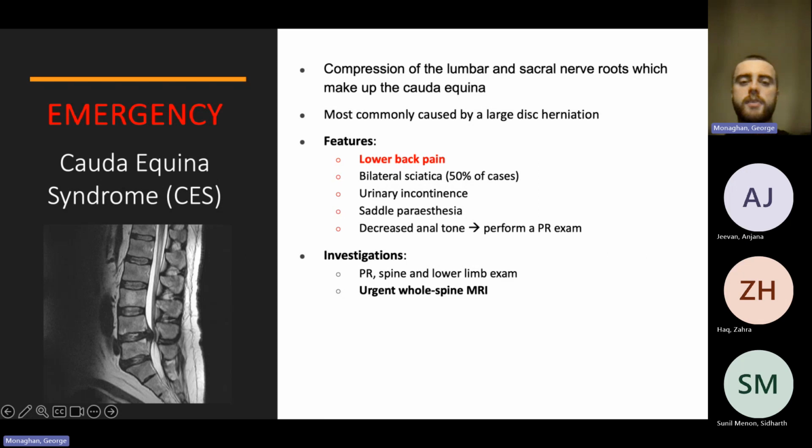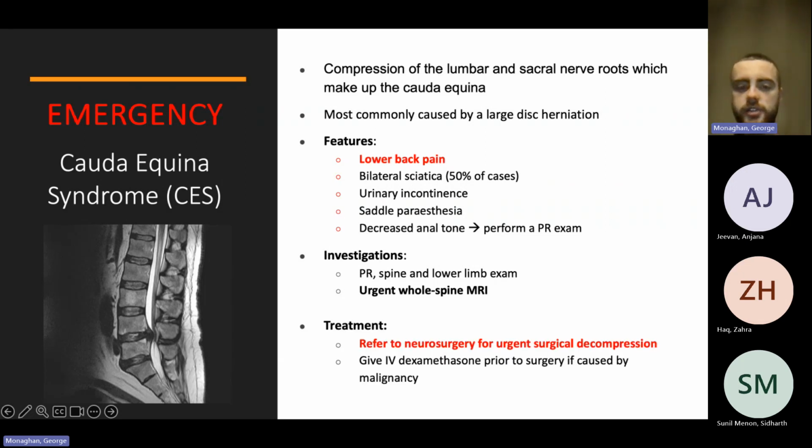Investigations: PR, spine, lower limb exam. That's what we do when someone comes straight to A&E, but we need an urgent whole spine MRI. So in an SBA, the answer will probably be urgent whole spine MRI if it's asking for the first investigation you want to do. Treatment: straight to neurosurgery for urgent surgical decompression.